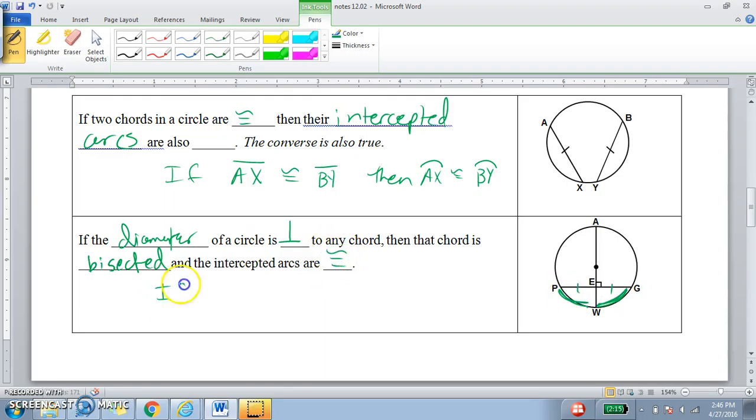So all of that put together: if AW is perpendicular to PG, then PE is congruent to EG. Those two pieces are equal because that whole segment's cut in half. And arc PW equals arc WG.